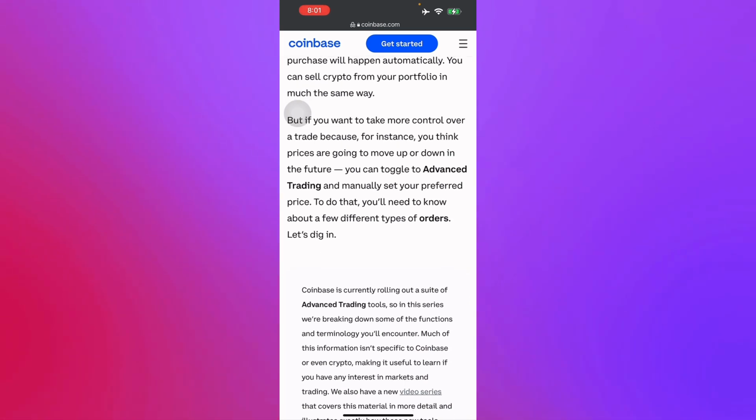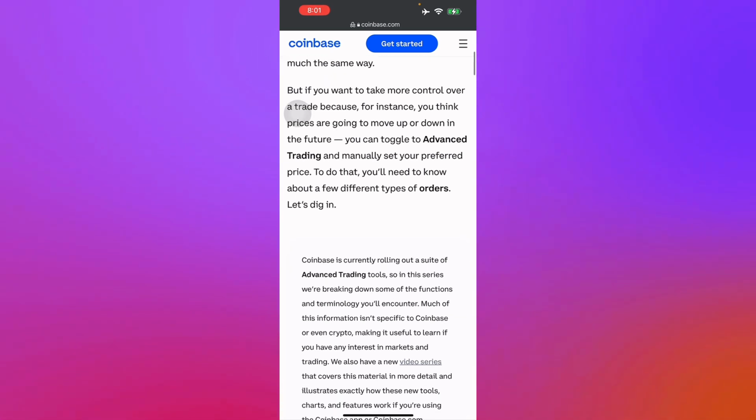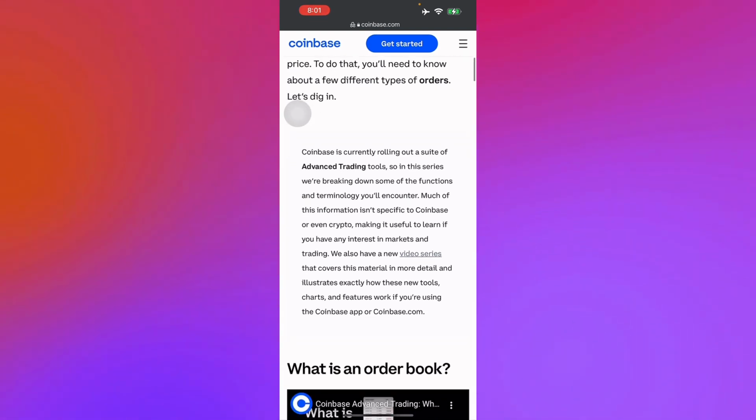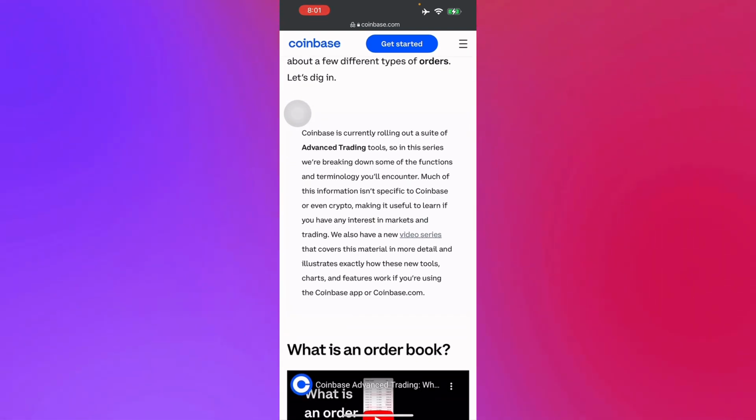But if you want to take more control over a trade, because for instance you think prices are going to move up or down in the future, you can toggle the advanced trading option and manually set your preferred price. To do that, you'll need to know about a few different types of orders, and let's dig in, as you can see here on their website.